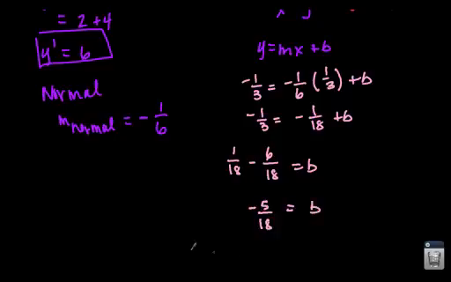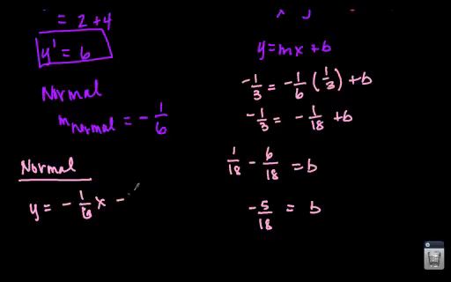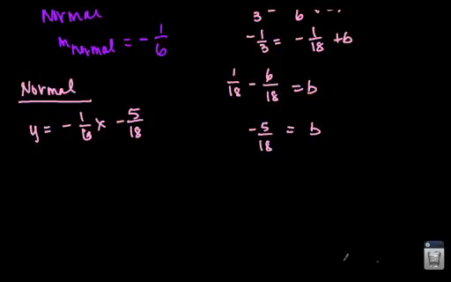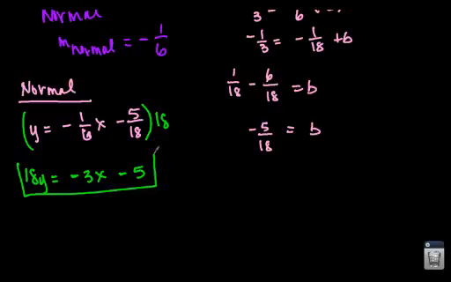So my equation of the normal is y equals negative 1/6 x minus 5/18. If I were going to do this Cambridge style, I would multiply this so I have no fractions. So I'm going to multiply by 18, so I'd get 18y equals negative 3x minus 5. And that is the equation of my normal.